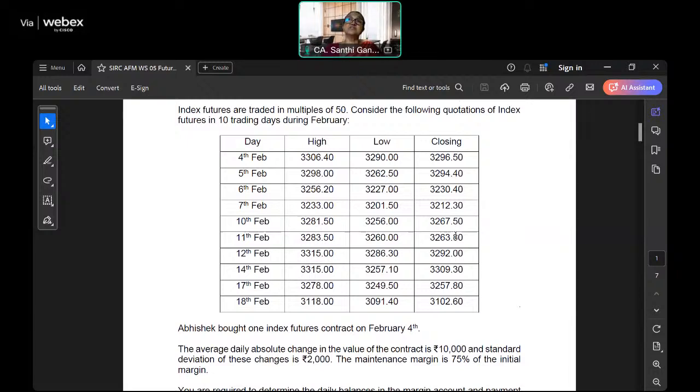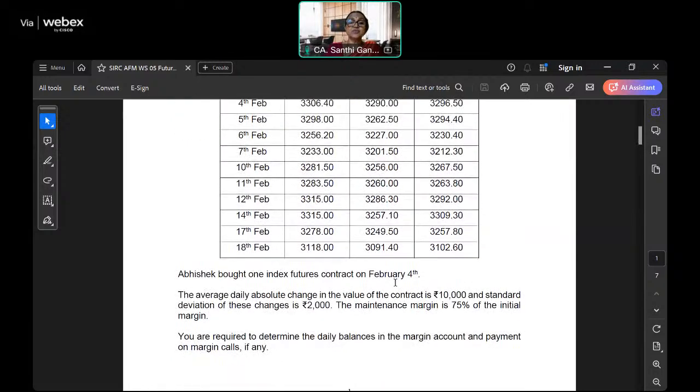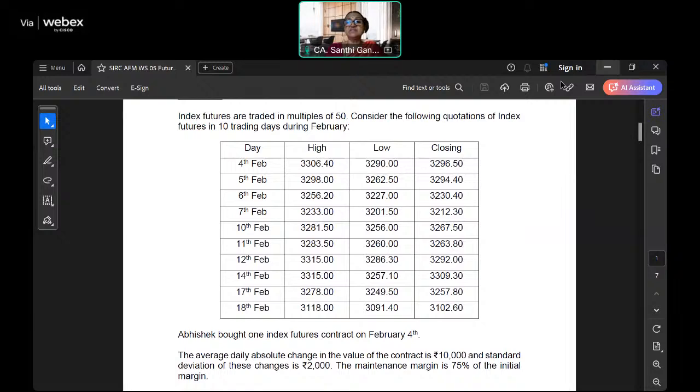Initial margin is a margin that has to be deposited at the time of entering into the contract, both by the buyer and the seller. And maintenance margin is something which is to be maintained at all points of time. If it's not maintained, a margin call will be made. I'll give you a couple of minutes for you to try this, then we will discuss.